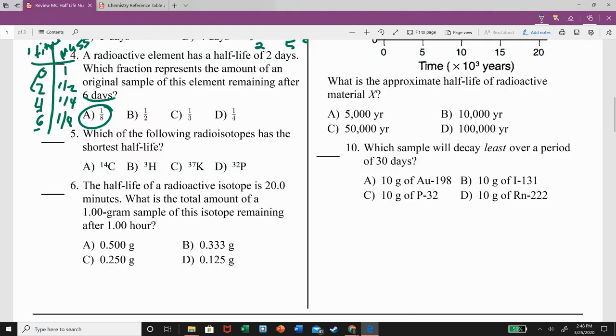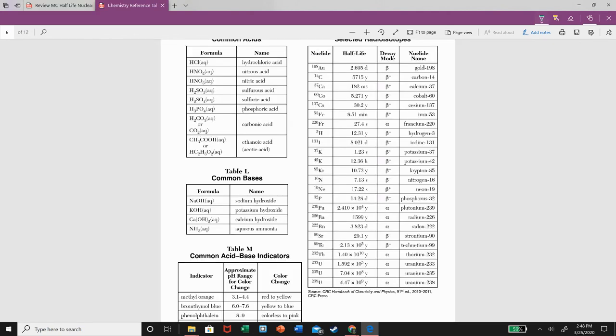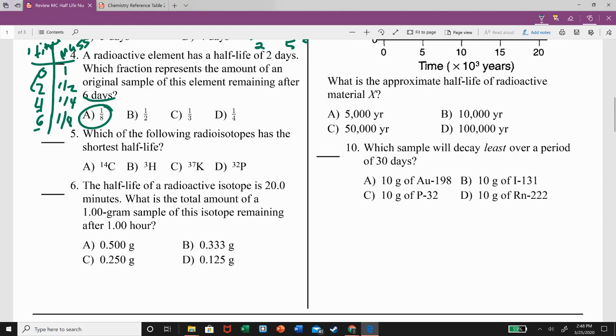So let's take a look at which ones we're looking at. Carbon-14, hydrogen, potassium, and phosphorus. So we're looking at carbon, potassium, hydrogen, and phosphorus. Let's check to make sure that's the right potassium. Is it 37? Yes. Okay.